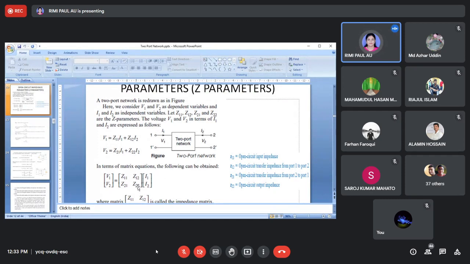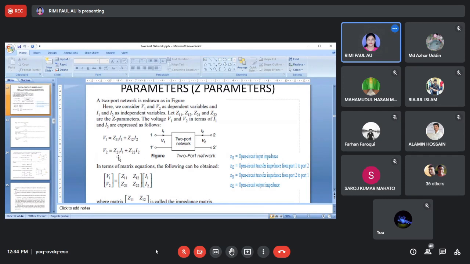So the matrix we can write in this way: V1, V2, then the Z parameter matrix Z11 Z12 Z21 Z22, then I1, I2. So V1 is equal to Z11 I1 plus Z12 I2, and V2 is equal to Z21 I1 plus Z22 I2. And what is Z11? Z11 is the open circuit input impedance, V1 by I1 when I2 is equal to 0. So you can find out Z11.